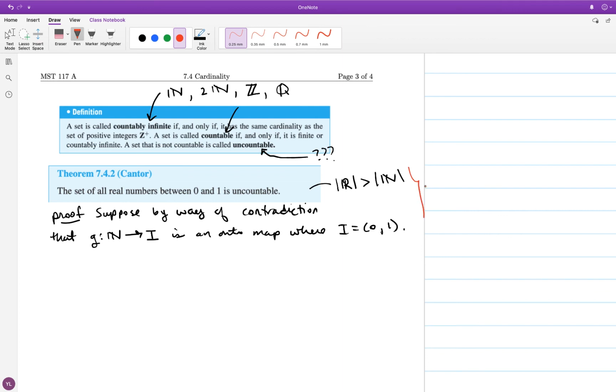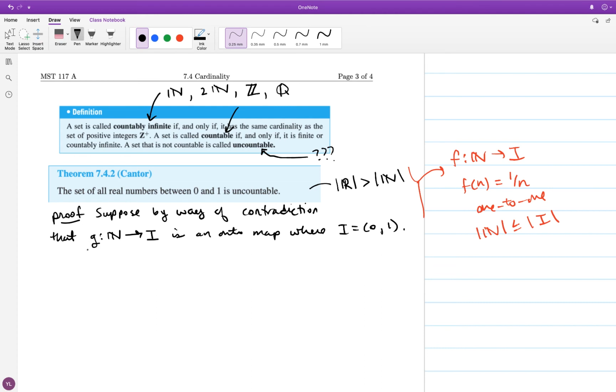The reason I'm getting that conclusion, of course, is there's definitely an injection from N into I. For example, something like this. This is one to one. So we absolutely know that the cardinality of N is less than or equal to the cardinality of I. But what I'm showing over here is that there cannot possibly be a bijection between these two. So there must be strictly more numbers in between 0 and 1 than there are natural numbers. Okay, and this is Cantor's so-called diagonalization argument. So I suppose by way of contradiction that this is an onto map.